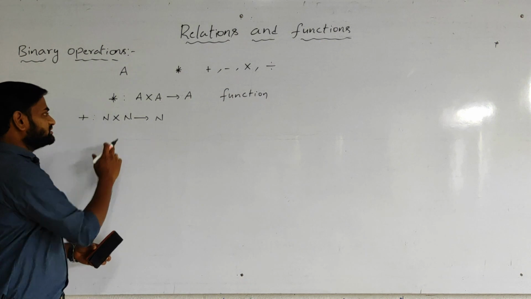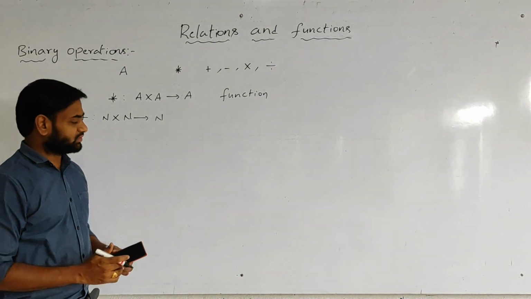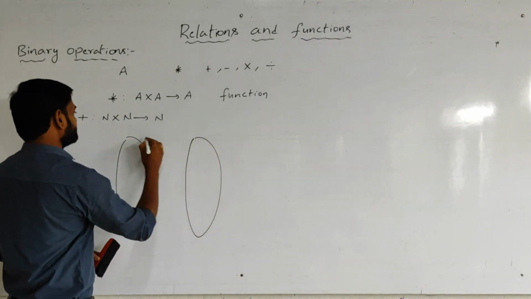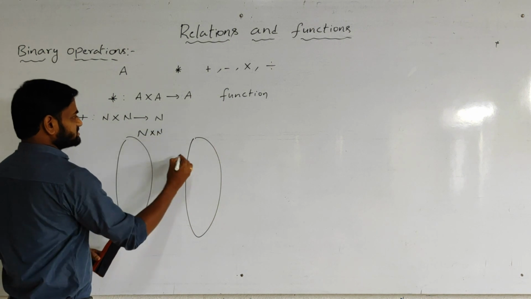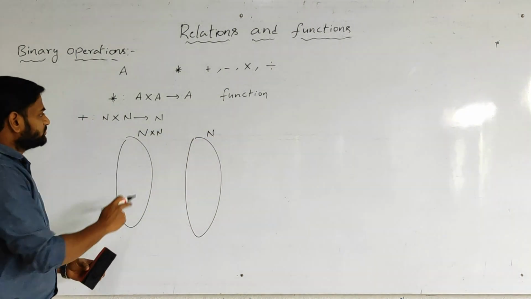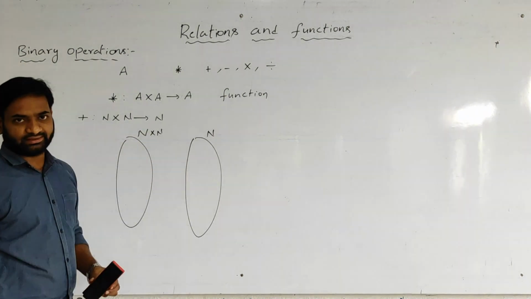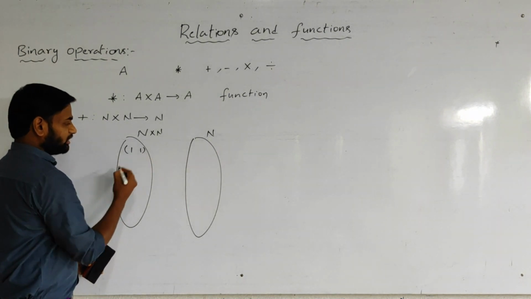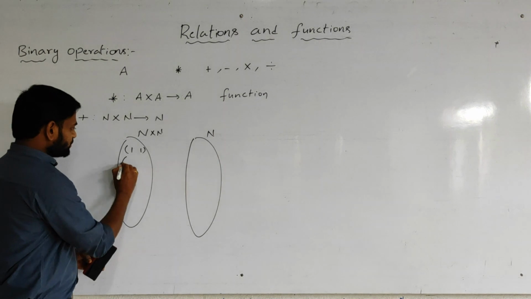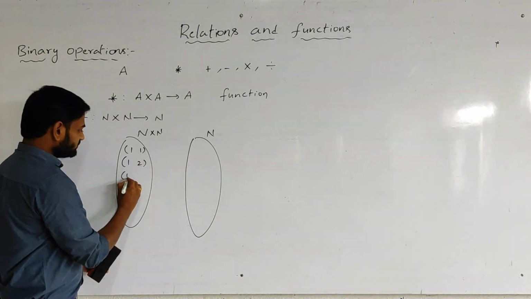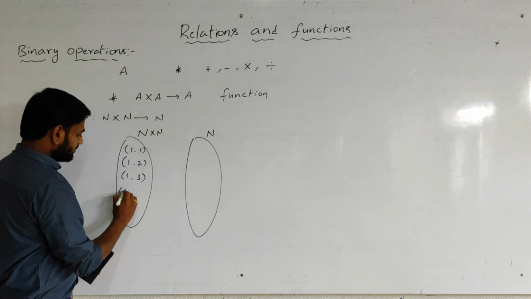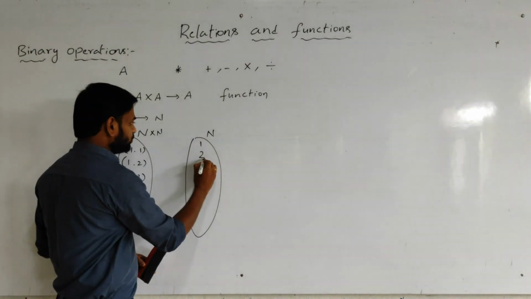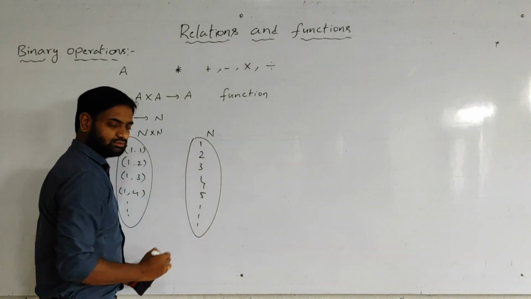So N cross N means these are the ordered pairs. Now I am taking the mapping. This is N cross N, the domain. This is the natural numbers, the codomain. Now here, N cross N means the ordered pairs we get are (1,1), next (1,2), next (1,3), (1,4) like that. The natural numbers here are 1, 2, 3, 4, 5, and so on.